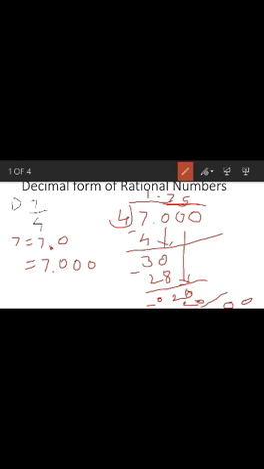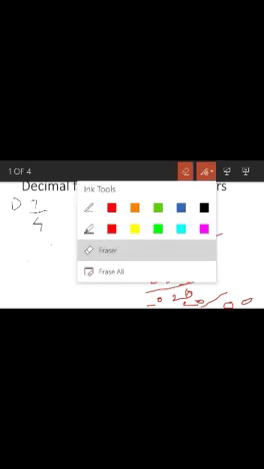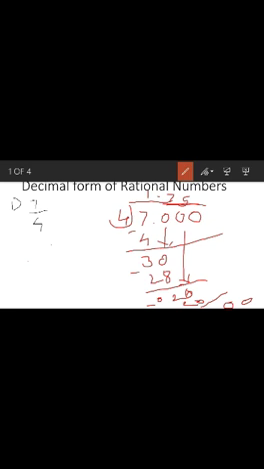So what is the decimal form of this 7 upon 4? The decimal form of 7 upon 4 is 1.75. Understood? We'll take another example.